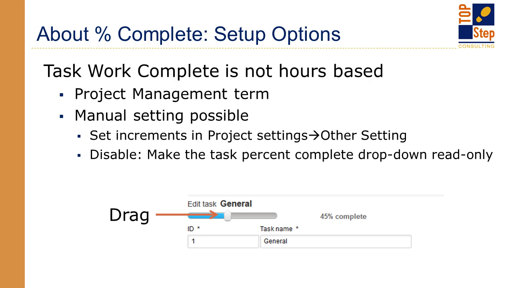So if your business or services model dictates that the percent complete is not based on hours, rather on more qualitative efforts, OpenAir does allow the option to manually set the percent complete on each task, where this percent complete bar can be slid from left to right to determine what percent complete it is.